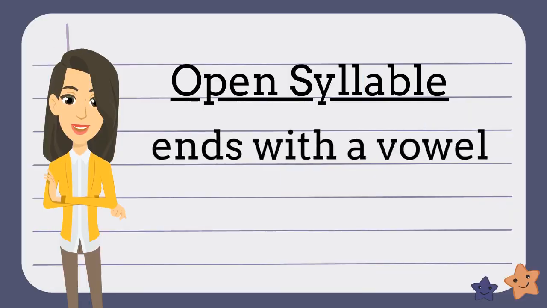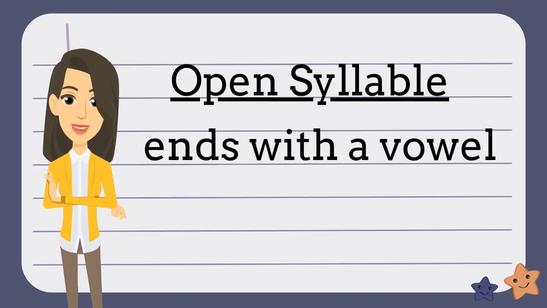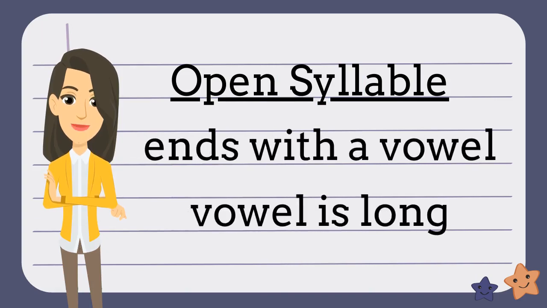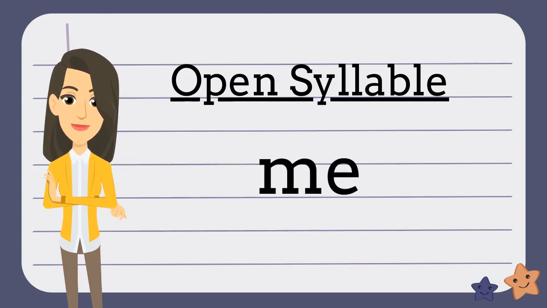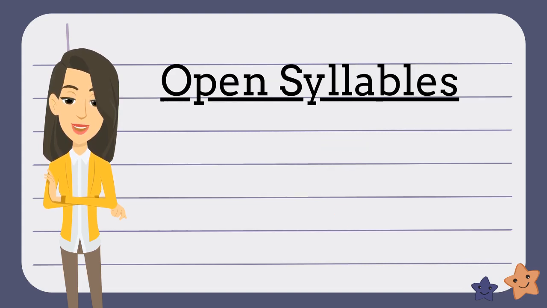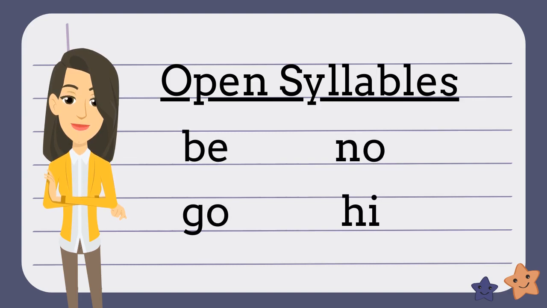An open syllable ends with a vowel. That vowel usually has a long sound. For example, the word me is an open syllable. It ends with a single vowel E. That makes the long E sound. Other examples of open syllable words are be, no, go, and hi.